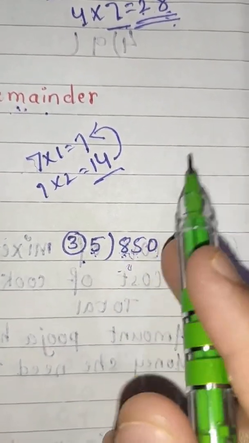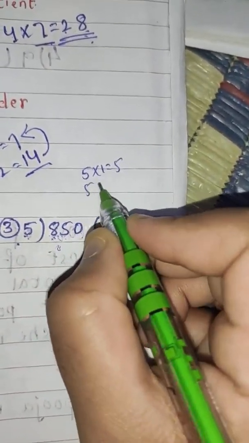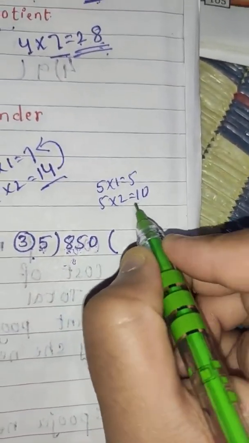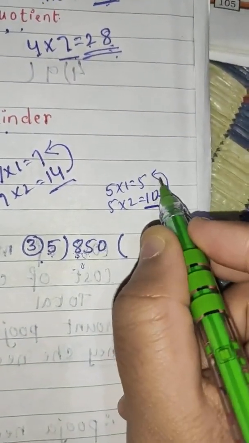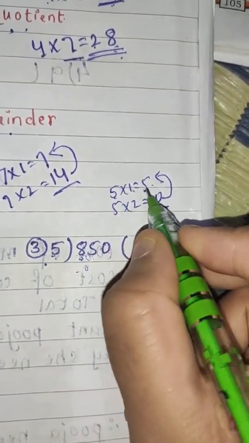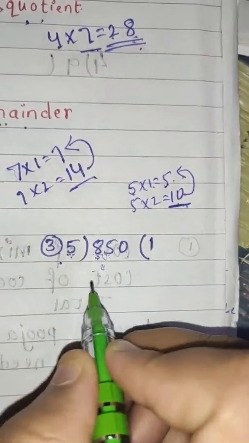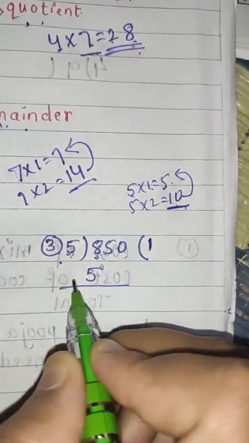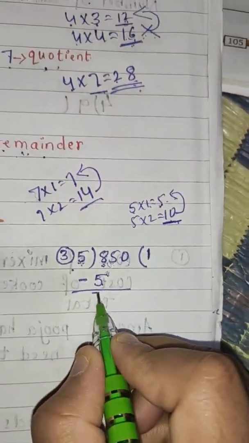So 5 1s are 5. So here you can see 5 1s are 5. 5 2s are 10. So this 10 is bigger than the 8. So we have to come to the smaller number. Which is the smallest number before 10? Yes, 5. So 5 1s are 5. Right. So we'll write here 5. So let's subtract it. 8 minus 5 is 3. Okay. We'll write here 3.